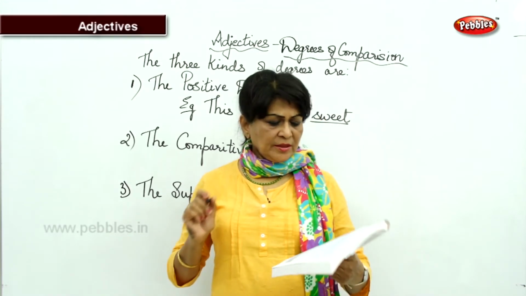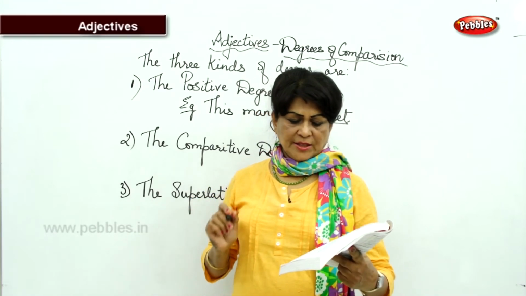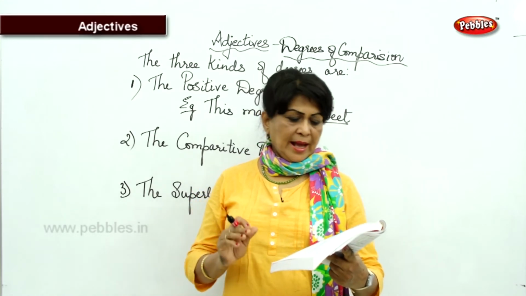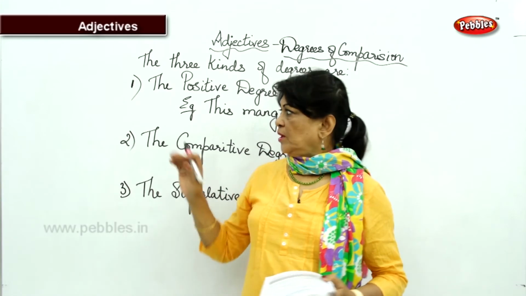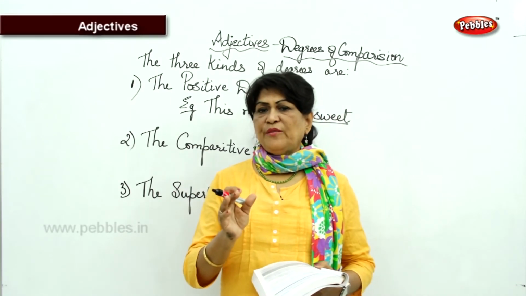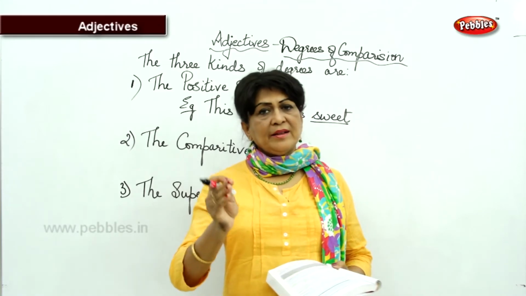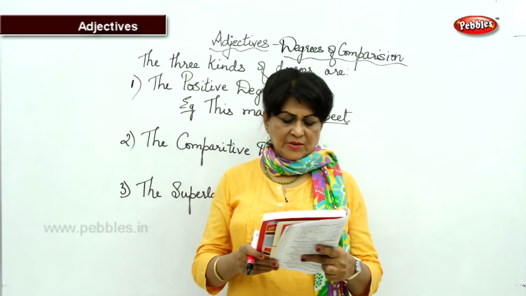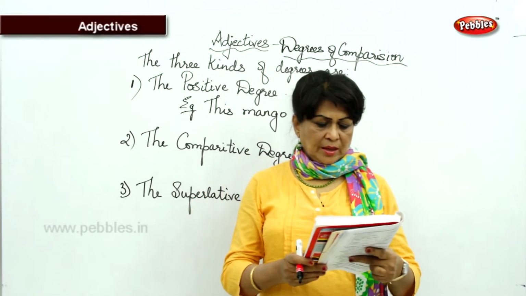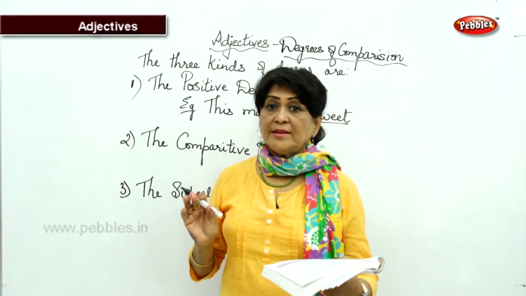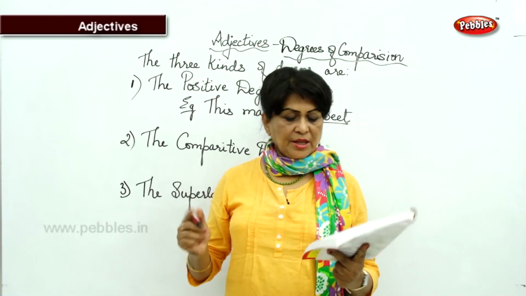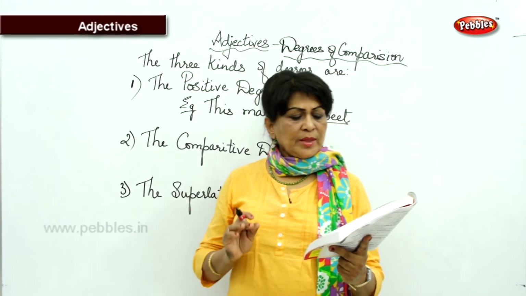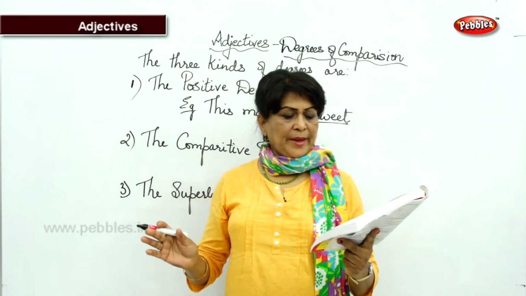The comparative degree of an adjective denotes a higher degree of the quality than the positive. If anything that we refer to is slightly higher than the simpler form, then it is called the comparative degree. Okay, so the comparative degree of an adjective denotes a higher degree of the quality than the positive and it is used when two things are compared.